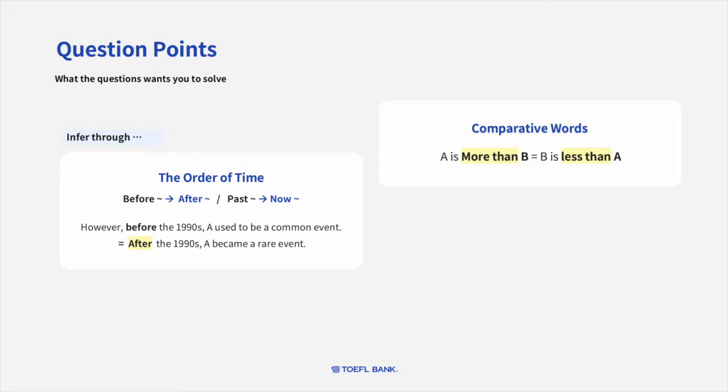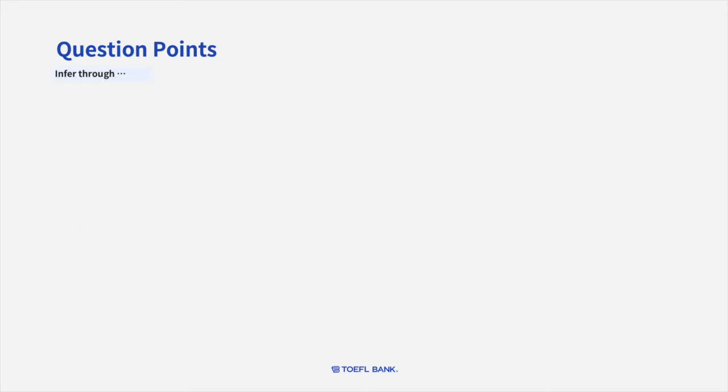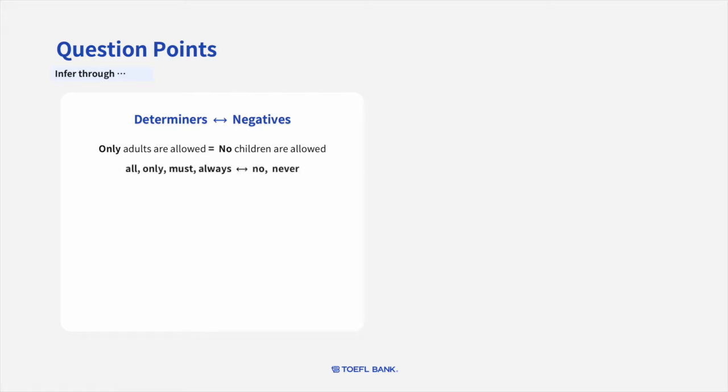The most common type are those that make you select choices with negative words that are expressed differently. If the passage read, "Unlike A, B was smart," you would have to be able to infer that A was not smart. Determiners are also often expressed as negative words. "Only adults are allowed" in the passage would be put as "no children are allowed." As such, words like all, only, and always can be expressed as negative words in an answer choice.